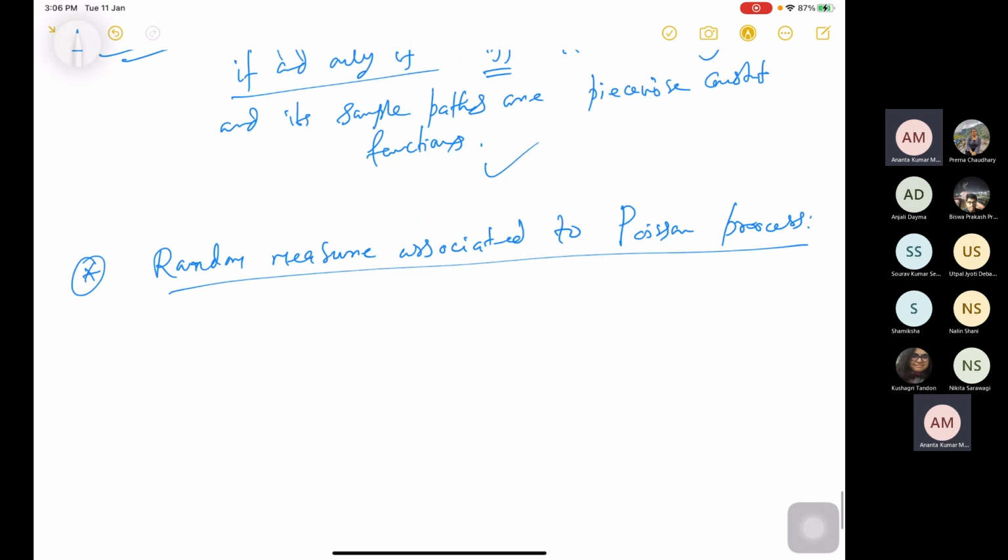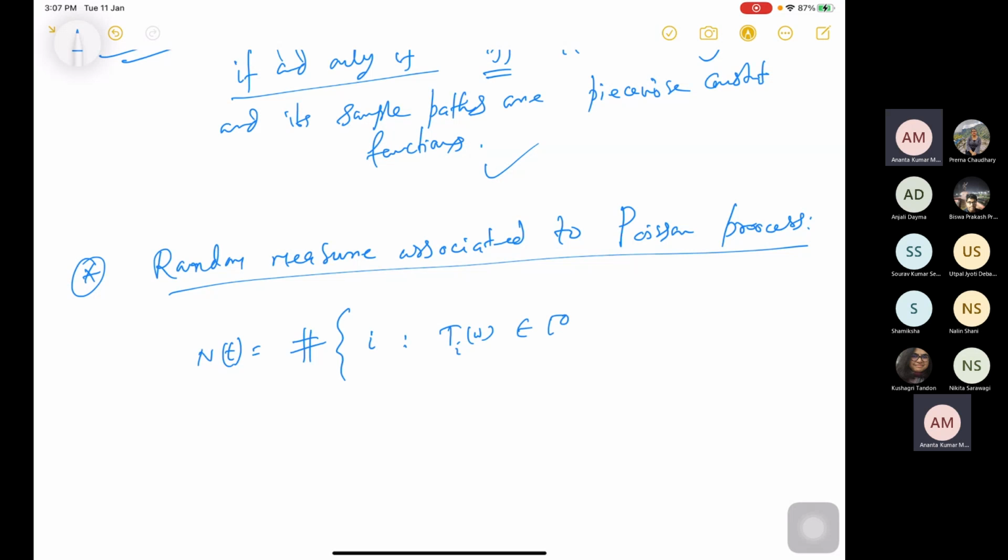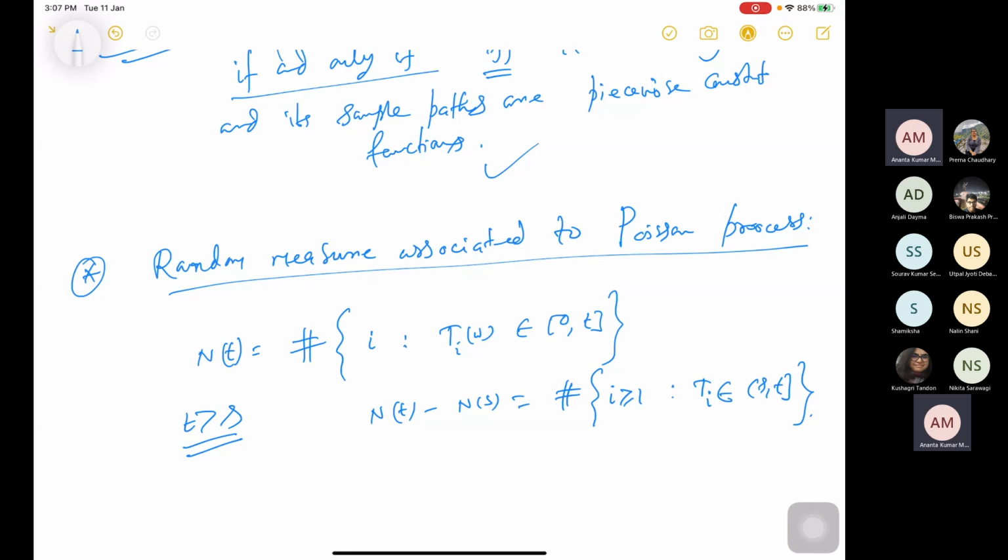This is simple to check. Just look at what your Nt is. We have defined Nt as the number of i such that Ti of omega belongs to 0 to t, because Nt counts the number of jumps, that is, how many jumps there are between 0 and t. Similarly, if t is greater than s, then Nt minus Ns is nothing but the number of i greater or equal to 1 such that Ti belongs to s to t.